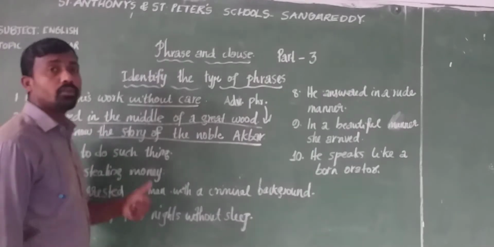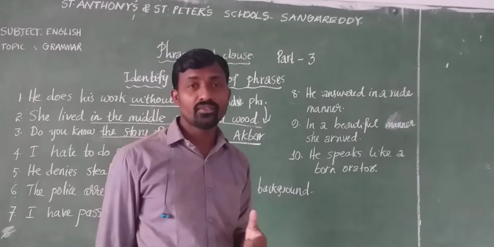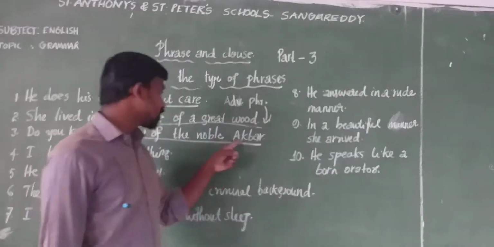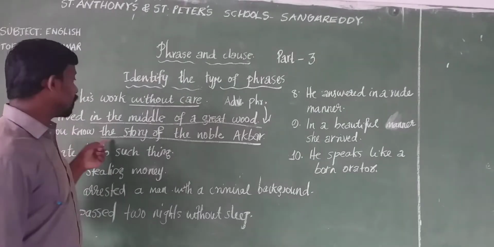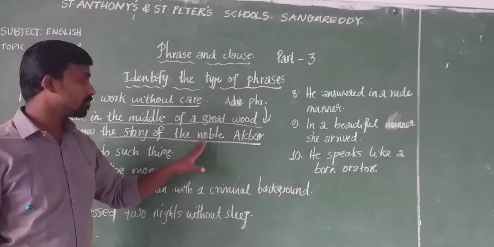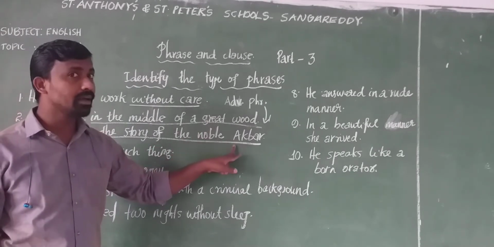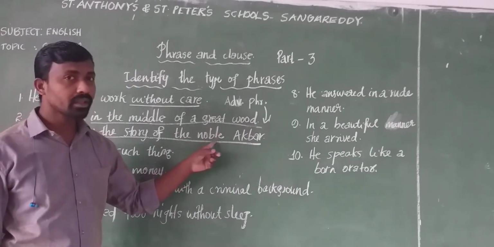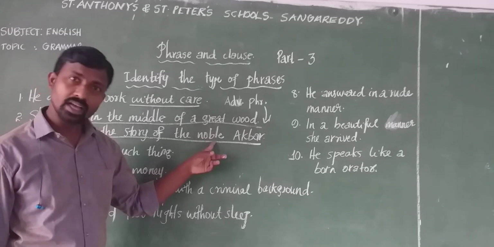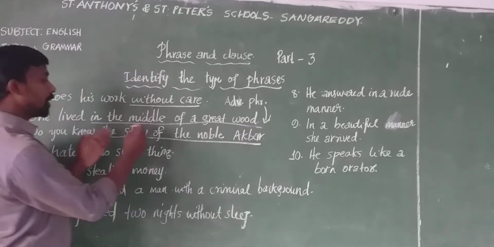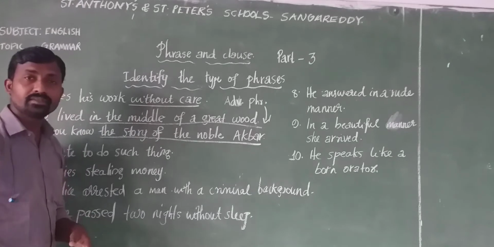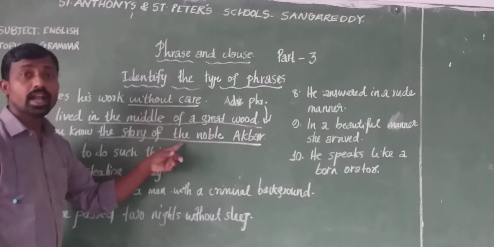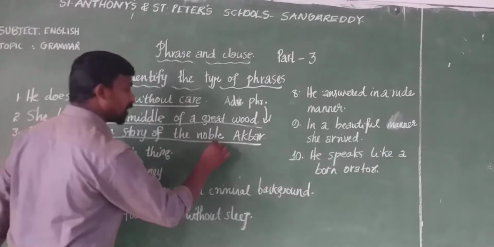The story of whom? The story of noble Akbar. So I can say, do you know the story of noble Akbar? If I wrote only noble Akbar, what happens? Noble becomes the adjective. So the story of the noble Akbar, I have used this as an adjective phrase.